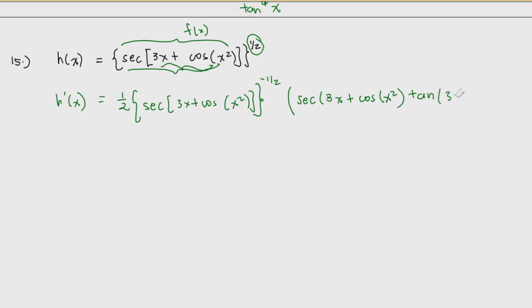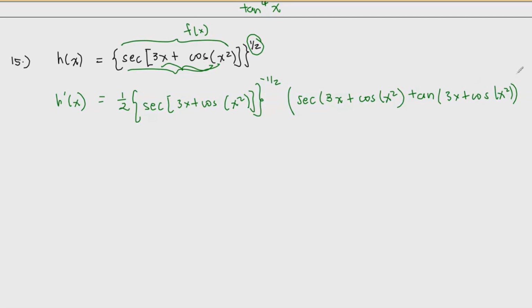So I prefer not saying x, if you can notice, because it's not always x. Sometimes it is like this, so you don't have to say secant x tangent x. That's not the proper way. That should be secant 3x plus cosine x squared and then the tangent. That's why I don't always say x. Well, we just differentiated the secant of whatever function is here.